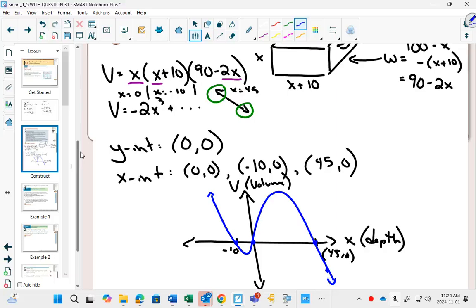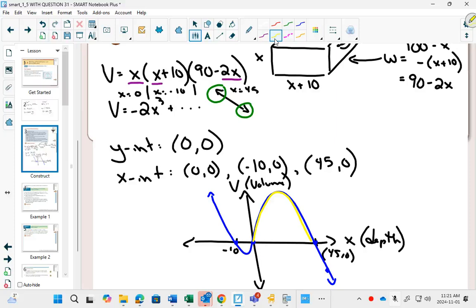It also doesn't make sense to have dimensions that are negative. Negative 10 for your depth, that doesn't make sense. So I'm going to highlight this section in the middle, and I hope you realize that that's the only section that makes sense in our situation.